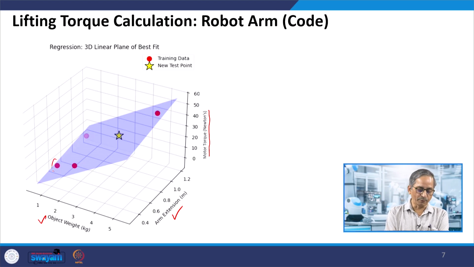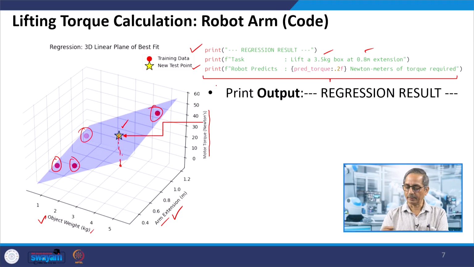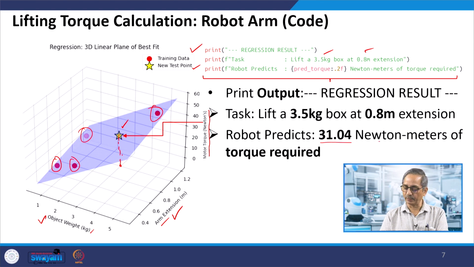So, when we plot our 4 cases, 1, 2, 3, 4, this is the plane which we are going to get. These are my training data, and this is my new test point. For that new test point, how much torque will be required? We can get a point in this plane and then extend that such that it intersects this plane, and then we get that torque output. This way we get the regression result. It predicts say 31.04 Newton meter of torque required. So, this way we can use supervised learning for predicting the unknown.